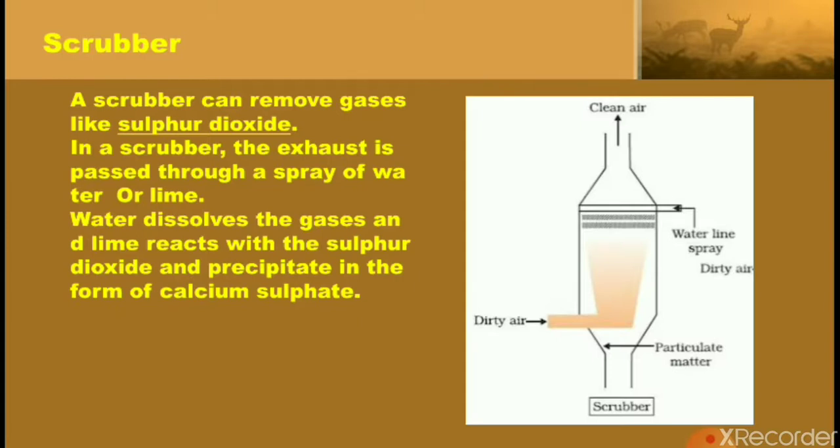As you can see in the diagram, the polluted air enters the scrubber through an inlet pipe, and when it moves upward, the inner chamber of the scrubber is fitted with a lime spray. The impurities like dust particles and oxides of sulfur, when they react with the lime or water, get dissolved and collected at the bottom, and the clean air then passes out from the scrubber.